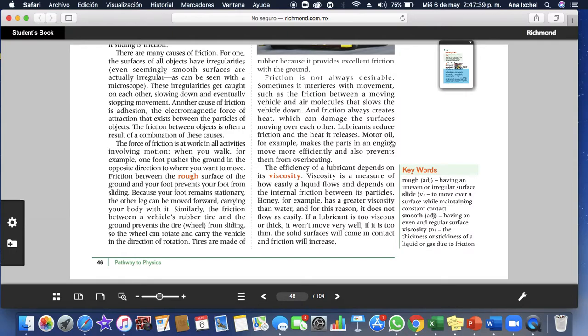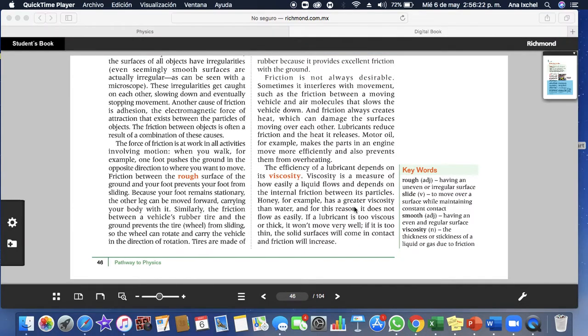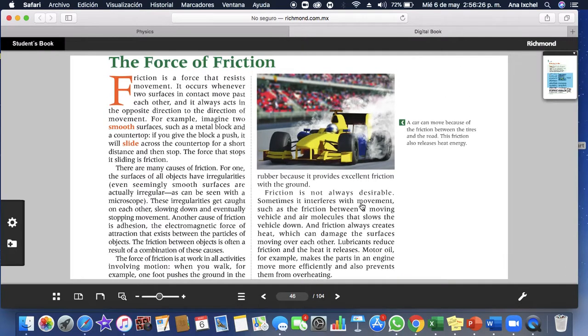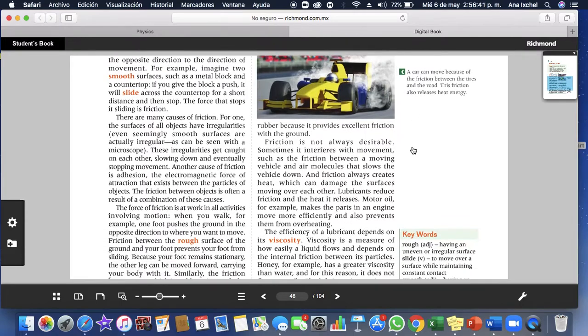So we finish with the reading part, and we have an example here: a car moves because of the friction between the tires and the road. This friction also releases heat energy.